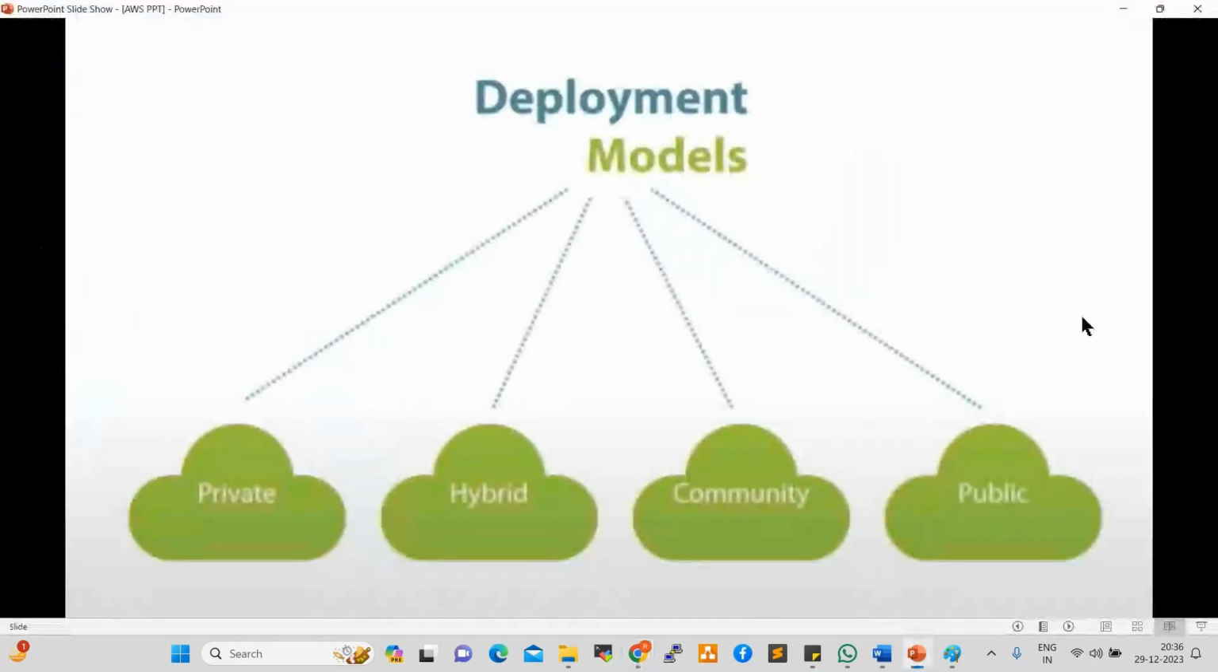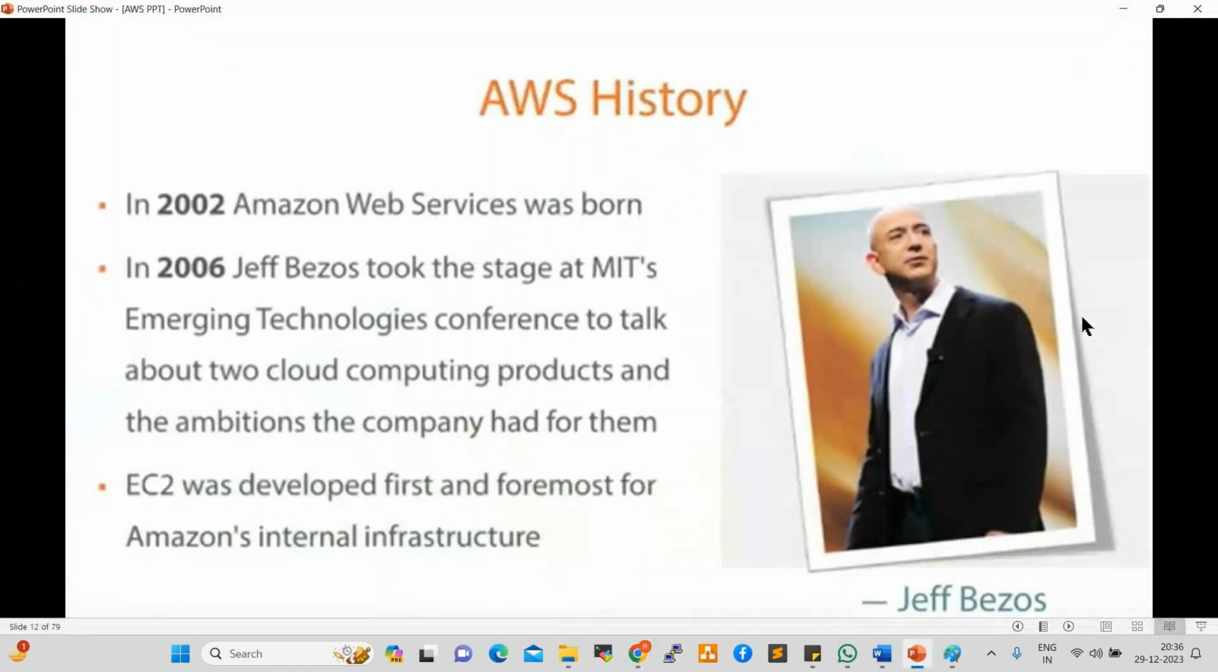So here is Mr. Jeff Bezos, who invented AWS. In 2002, Amazon Web Services was born, right? Initially they created a cloud platform for their own infrastructure only. Slowly they started giving services to other outside companies.